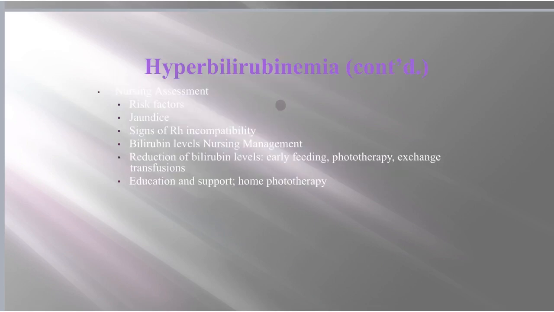Okay, so that's the assessment. Risk factors for increasing bilirubin: Rh incompatibility, blood typing. But also if the child has bruising due to the delivery process, being a preemie, being dehydrated, not eating well, birth trauma, polycythemia.